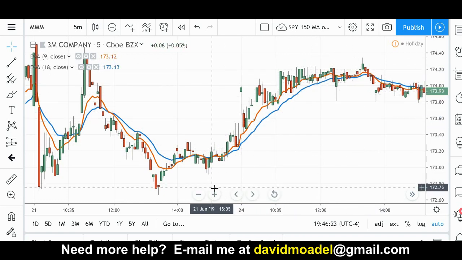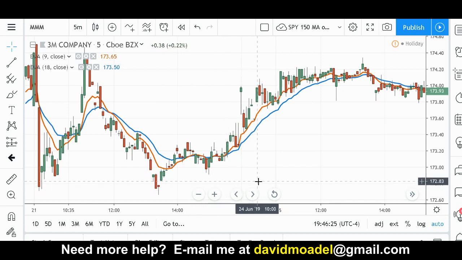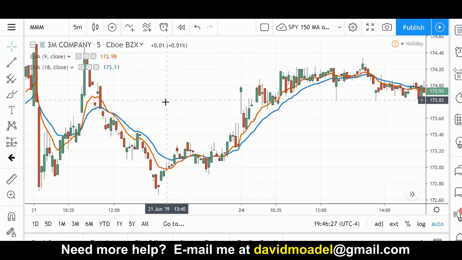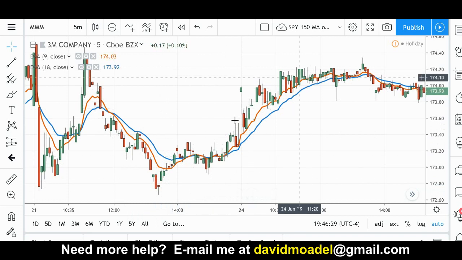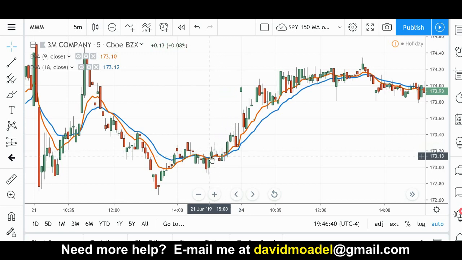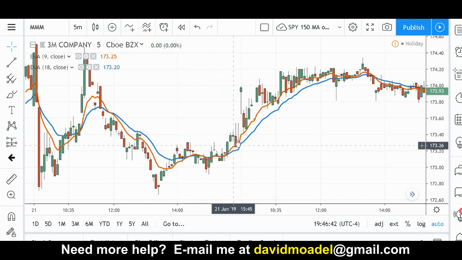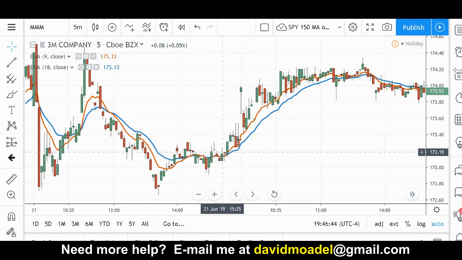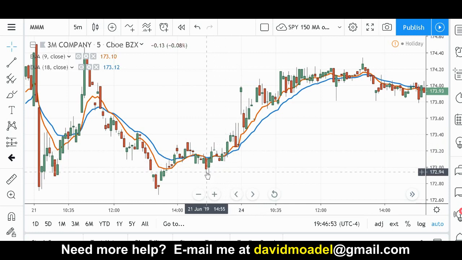All right, so this is tradingview.com, and I've got a 3M stock 5-minute candlestick chart. And I've got two exponential moving averages, the 9 and the 18 EMA. The orange line is the 9 exponential moving average. That's the faster one. And the blue line is the slower moving average, the 18 EMA. So that's generally how it works.